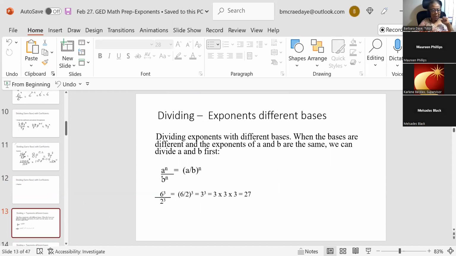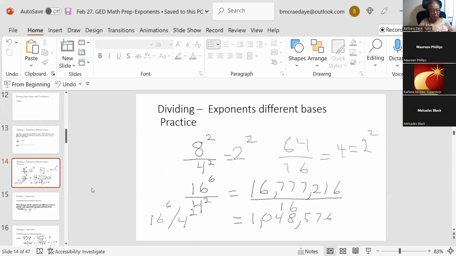A and B are the bases. They are different. You divide the bases and then you just carry the power. Different bases, same power. Divide the bases and carry the power. Got it? Okay, so all of this I will be sending to you.